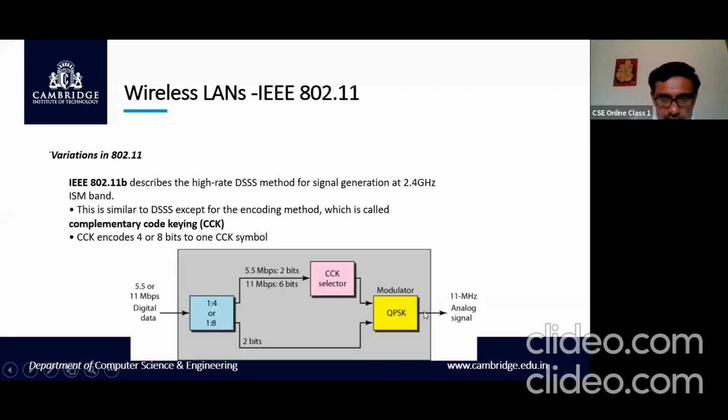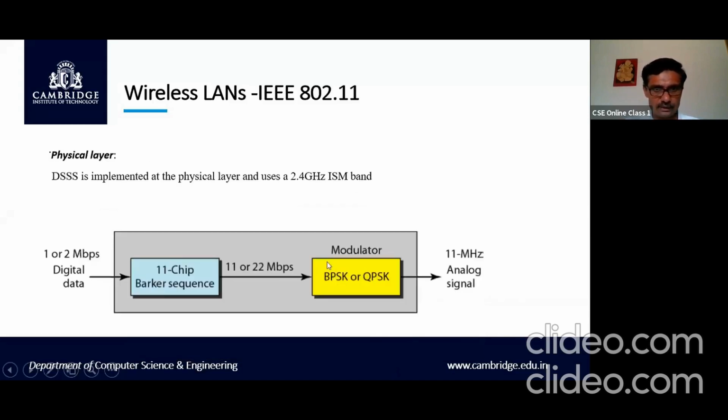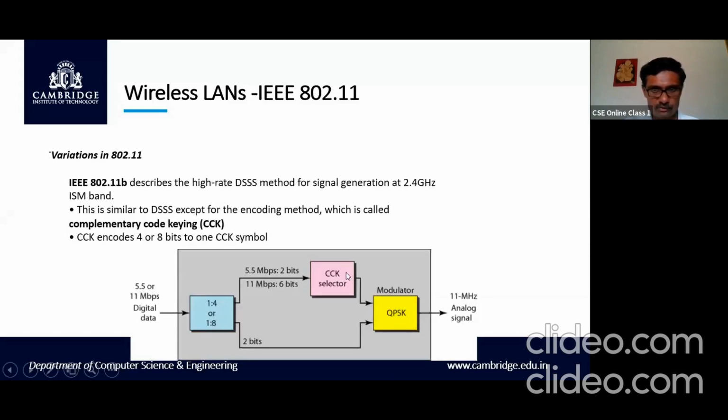Here, as you have seen earlier, QPSK requires two signals with different phases. One signal goes like this, another signal goes like this. So this CCK, complementary code keying, will select this signal and this signal. Finally, the QPSK modulator will modulate using these. All the rest is the same. Only in this part, instead of BPSK, QPSK is used, and we have something else in between. That is again the one in 802.11b.